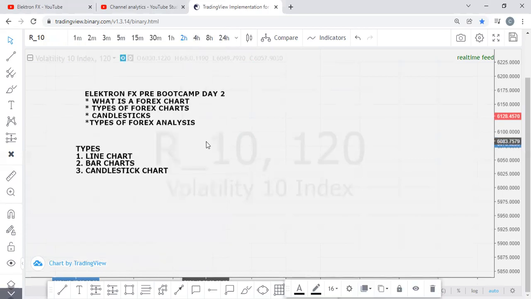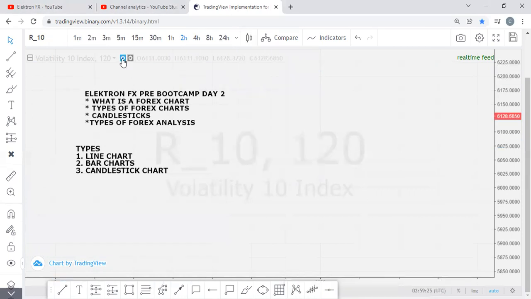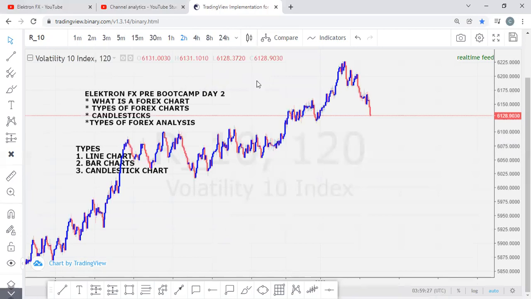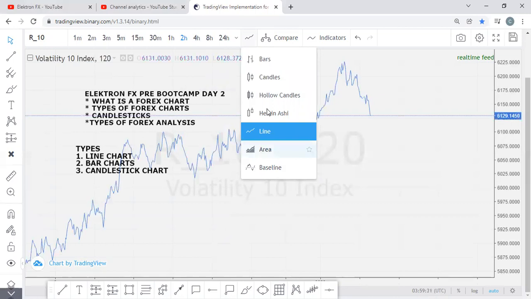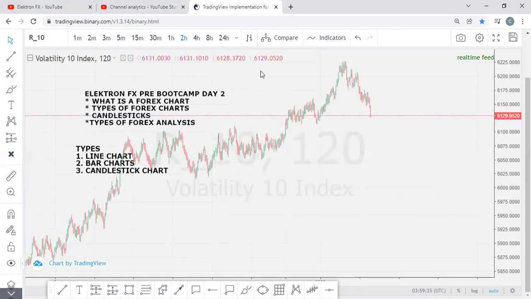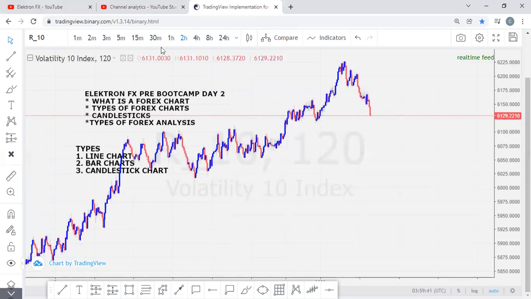There are still others. If I come here, look at this point, if I click here on candles, you can see them. We have the bar chart, the line chart, area charts, baseline, hollow candles, all of them like this. So you can choose the one you want. If I go to line charts, you can see it has changed to a line. If I click on bar chart, see that changed to a bar. But for most of us, we prefer candles because candles give us a lot of information.